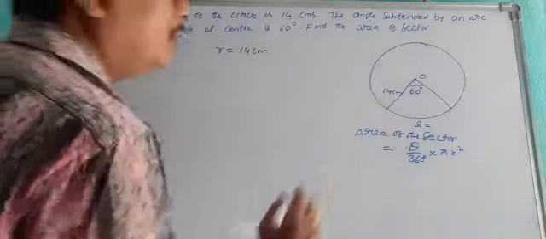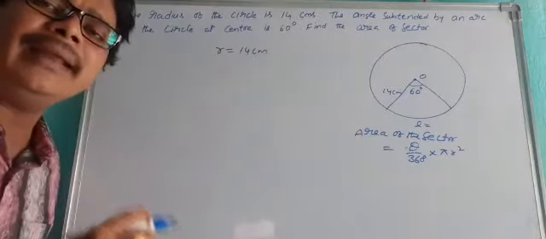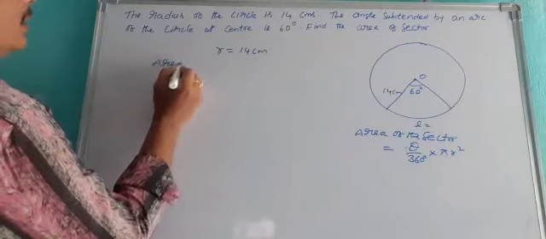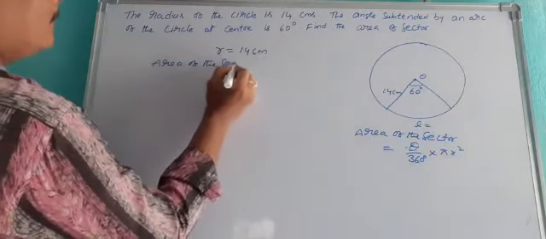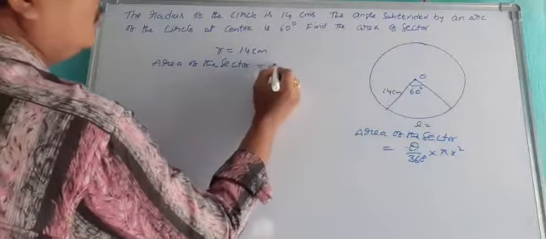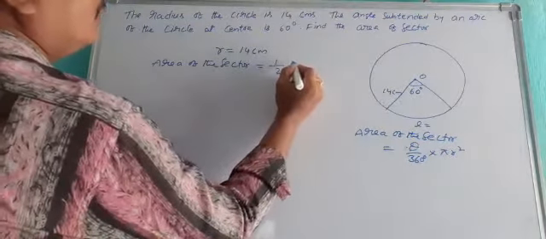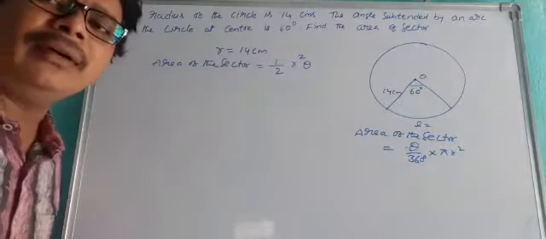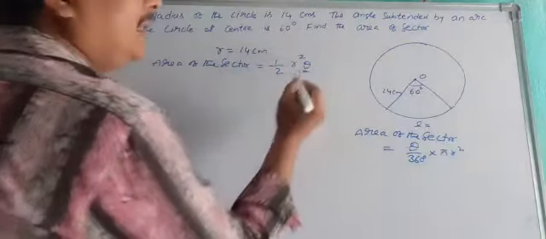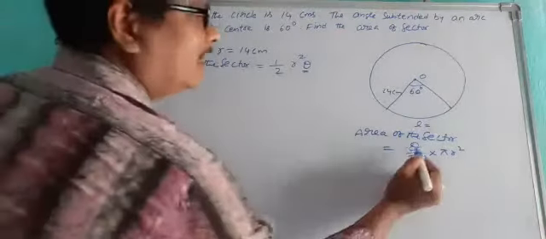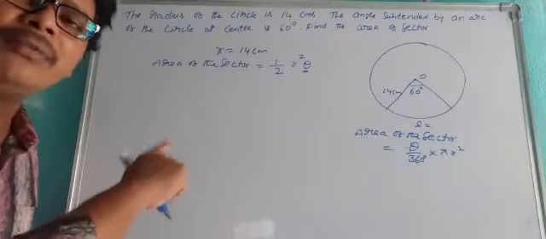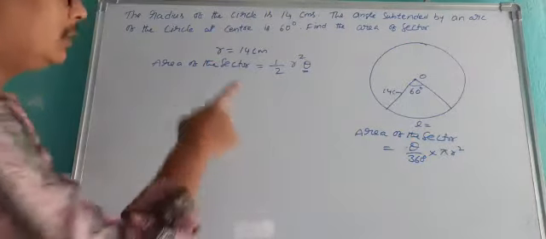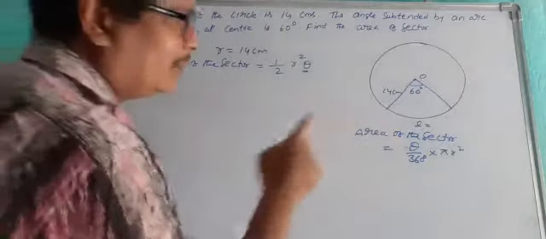If you have the angle in radians, you use another formula. What is that? Area of the sector is equal to 1 by 2 r square theta. Here theta is in radians. There, theta is in degrees. Okay, you have to find the area of the sector in both ways, both in radians and in degrees.